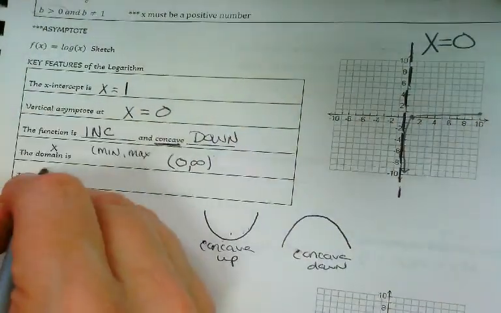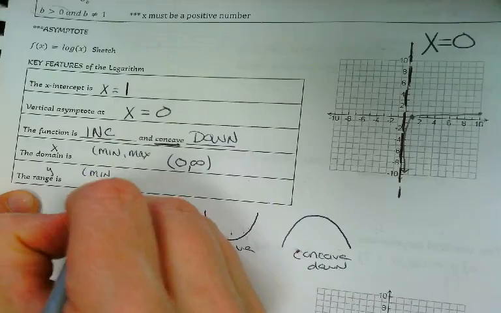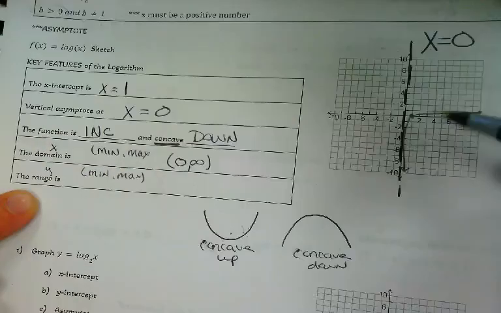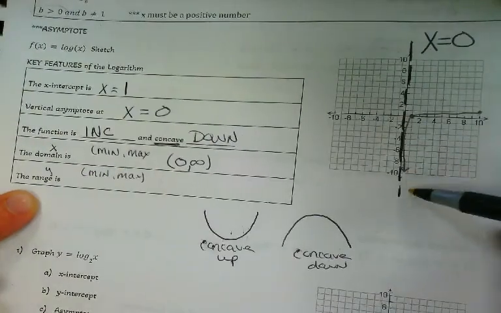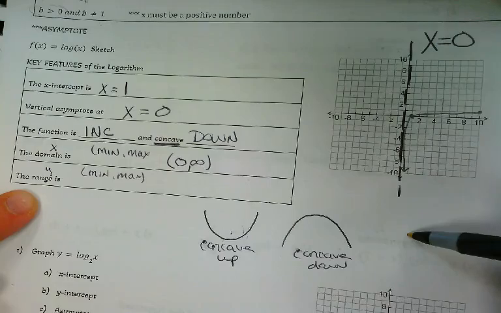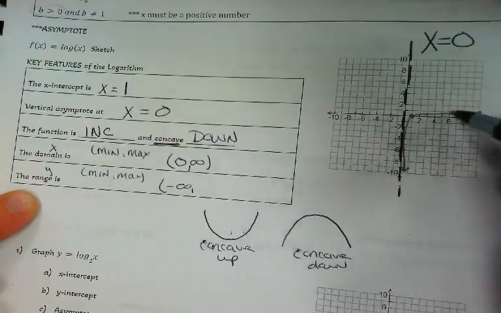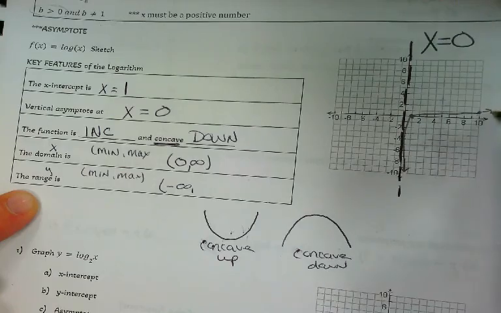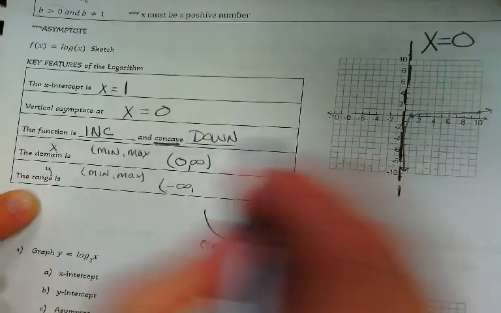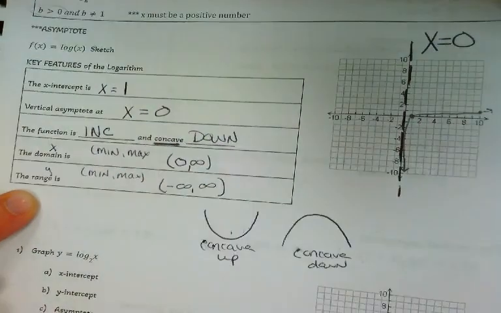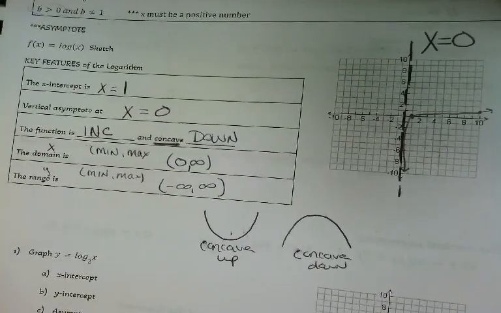How about the range? So now we want to think y values. And again, it's got to be min, then max. How low on the y-axis does it go? Negative infinity. And how high on the y-axis, even though it's going slowly, what's it always doing? It's going up, increasing forever. So it's going up to infinity. Okay.